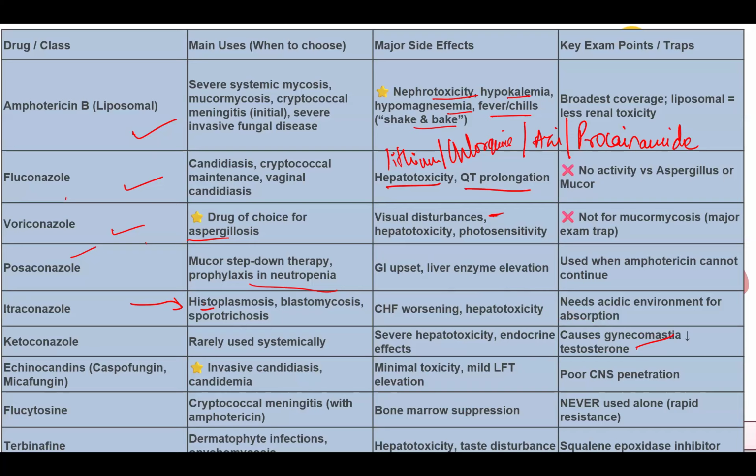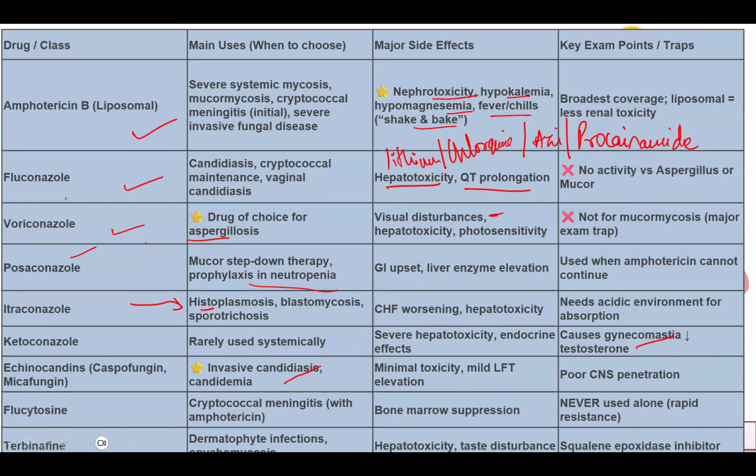Then you have caspofungin. Where is caspofungin given? It is given in invasive candidiasis. Caspofungin is given for invasive candidiasis, although it has poor CNS penetration. That is okay. Just remember, for invasive candidiasis, caspofungin is given.